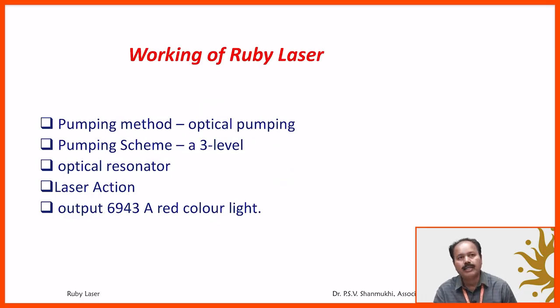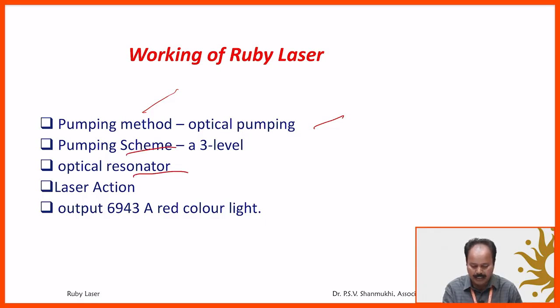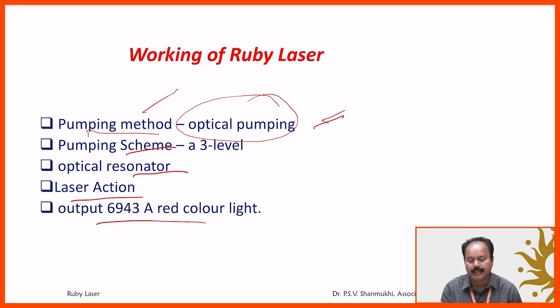Coming to the working of the ruby laser, we have to concentrate on the basic requirements. What is the pumping method, what is the pumping scheme, what is the optical resonator arrangement, how the laser action is taking place, and what is the output of the ruby laser. Coming to the pumping method, we are using the optical pumping method.